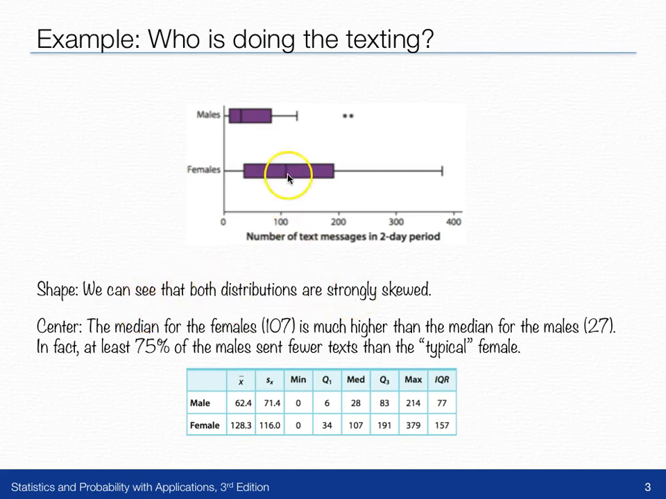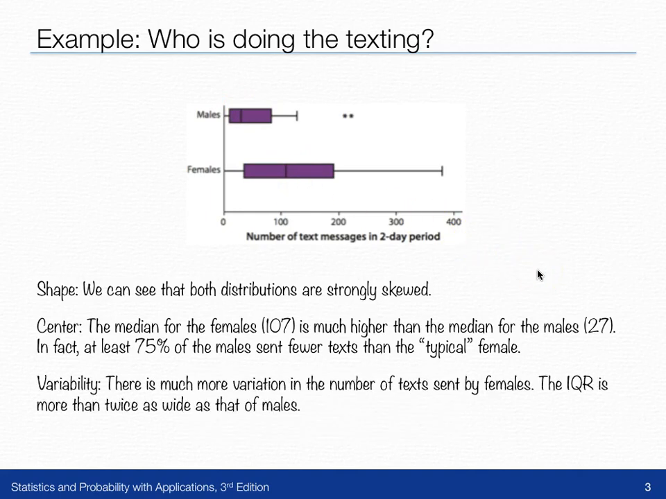So the median for females is 107, and we can see that that's much higher than the median for males, which is just 27. In fact, we can see that the median for the females is higher than the third quartile for males, which indicates that at least 75% of the males sent fewer texts than a typical female would.